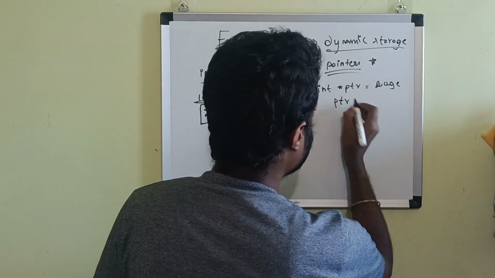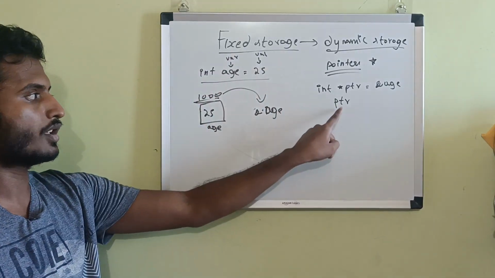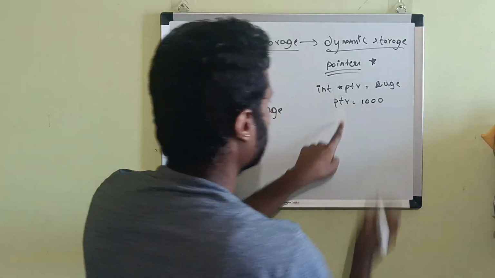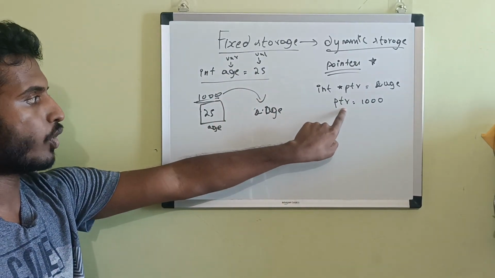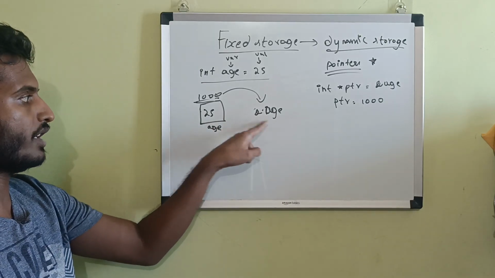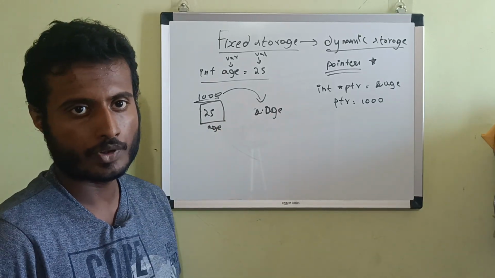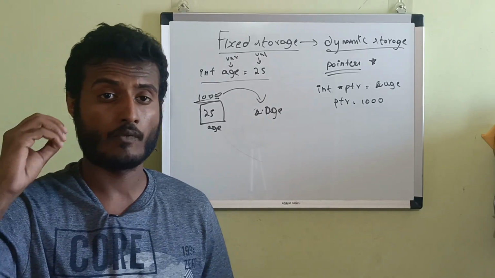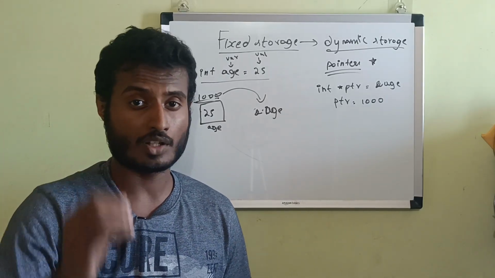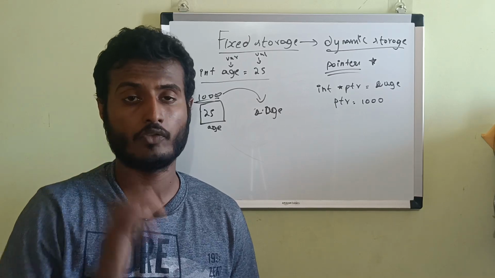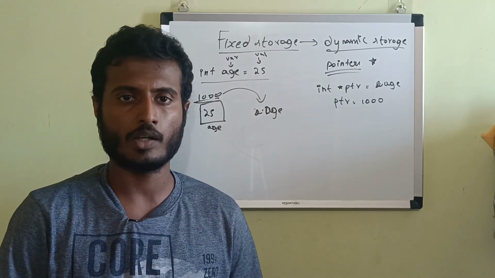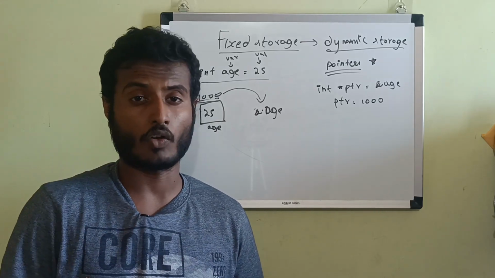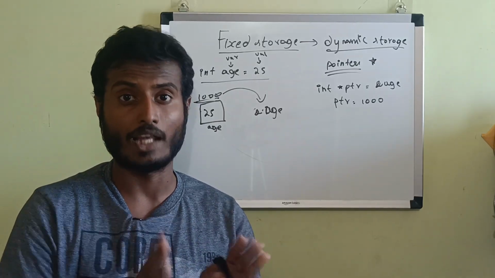So if we just ask for this, the pointer holds what? 1000. This pointer holds 1000, because the &age is what? 1000. The address becomes the value of a pointer. The pointer's value is the address of another variable. The pointer itself is a variable, but it is holding what? It is holding the address of another variable as a value.